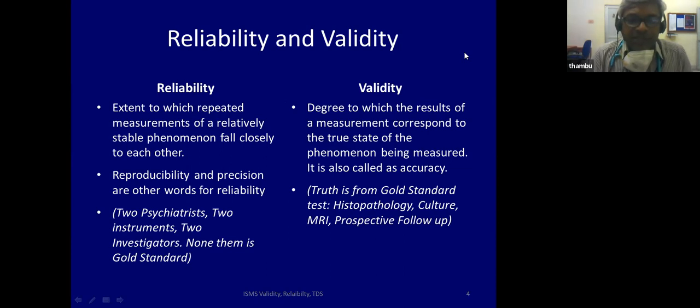Let's look at the meaning of these two in a little bit more detail. Reliability means the extent to which repeated measures of a stable phenomenon fall closely to each other. So if I take your blood pressure 5 times in 5 minutes, meaning every minute I take your blood pressure, we generally think the blood pressure won't change much in 5 minutes. We expect to get almost the same value every time. Now that's called reliability. If you get the same value every time in 5 minutes of your blood pressure check, that's reliable. Some other words are reproducibility and precision.